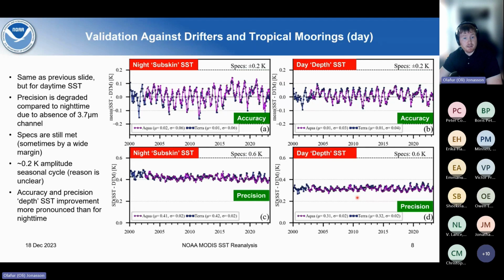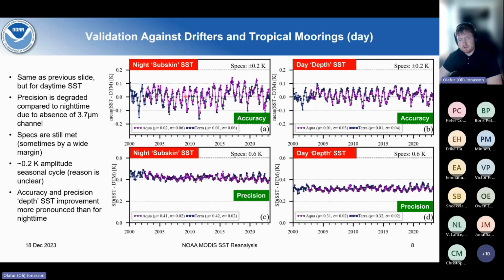So this is the same thing as on the previous slide, just for the daytime SST. You can see that the precision is degraded compared to the nighttime due to the absence of the 3.7 micron band, which is expected. So the standard deviation is higher. And we can also see about a 0.2 Kelvin oscillation, or seasonal variation, in the bias.